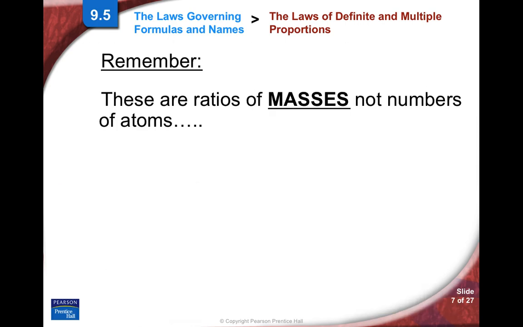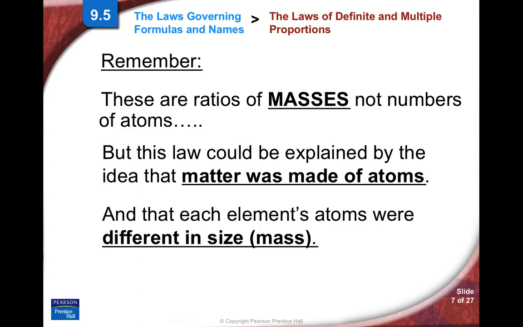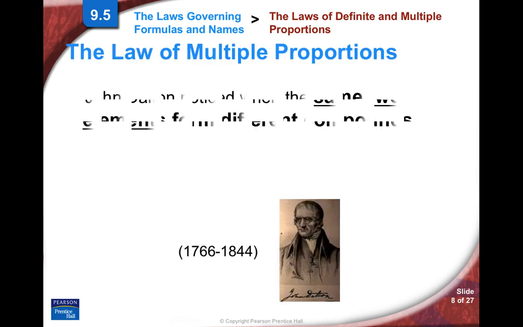These ratios, as I just stated earlier, are the masses, so grams, not number of atoms. However, some brilliant person figured out that different masses could be explained if matter was made of atoms, and that each element's atoms were a different size or mass. And of course, the brilliant person that figured out matter was made of atoms and brought it to modern chemists was our old friend John Dalton.